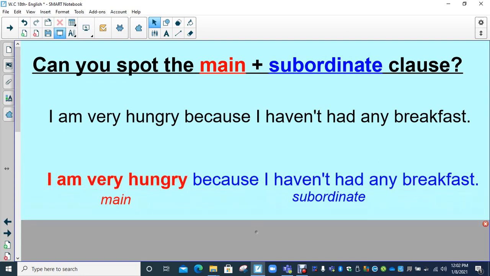We've got I am very hungry. That is my main clause. It has the subject and the verb. Because I haven't had any breakfast is my subordinate clause. And once again, we can go on that subordinating conjunction hunt. Because is my subordinating conjunction. Because I haven't had any breakfast. So my subordinate clause adds more information to my main. And what's different from here to my last is that my main clause is coming first, whereas in the last example, it came second.